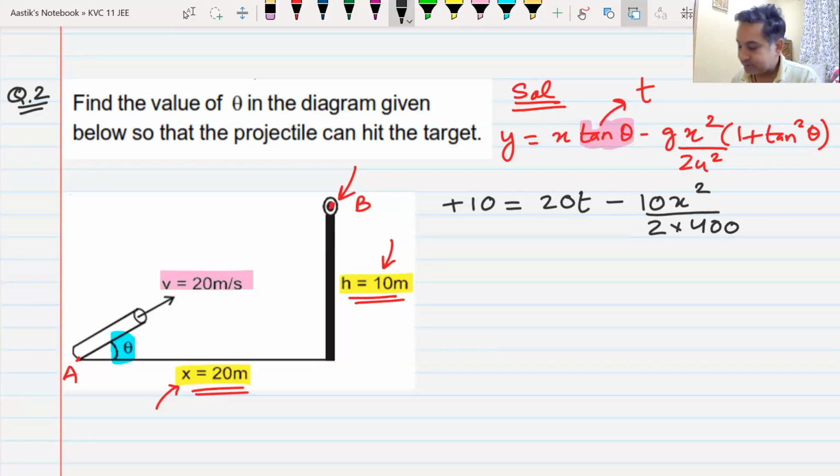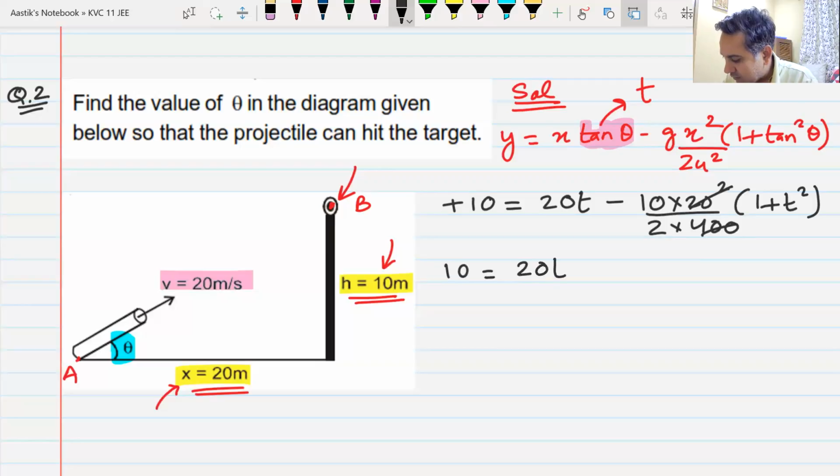Yes or no? And why have I written x square? The value of x is given as 20 again. So it is 20 square, 20 square. Both of these are going to cancel each other. Yes or no? Into 1 plus t square. If I just write it, 10 will be equal to 20t minus 5 minus 5t square.